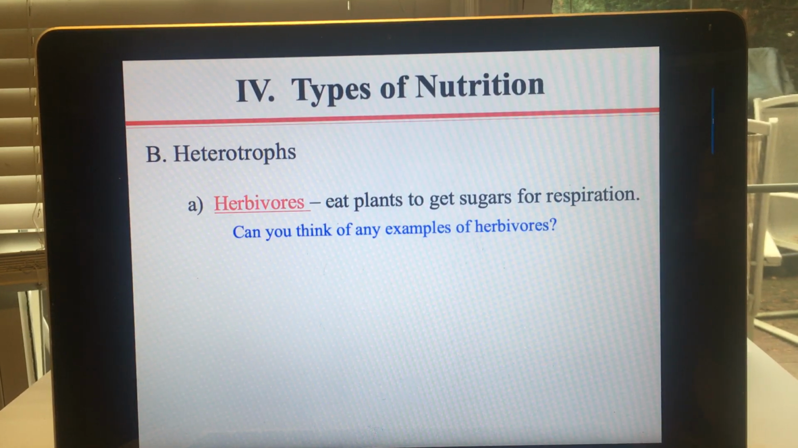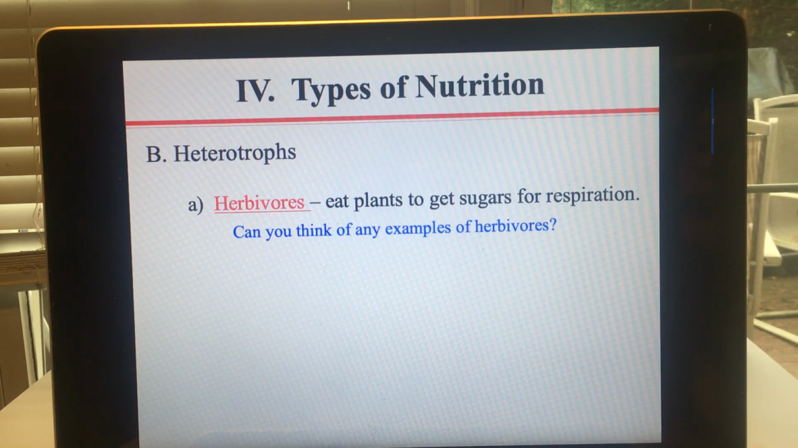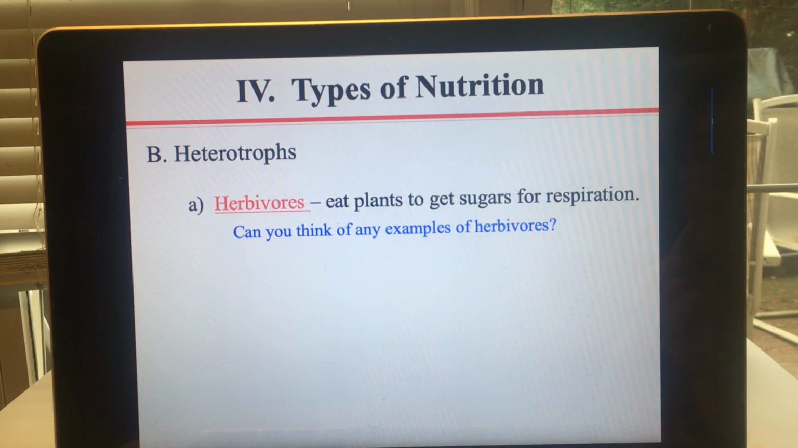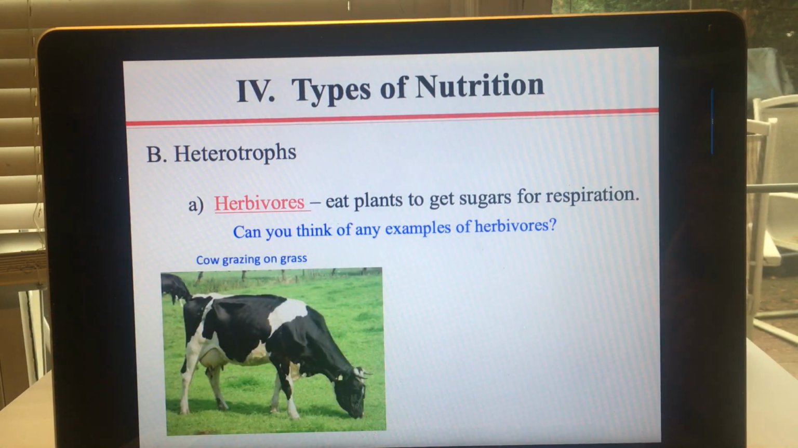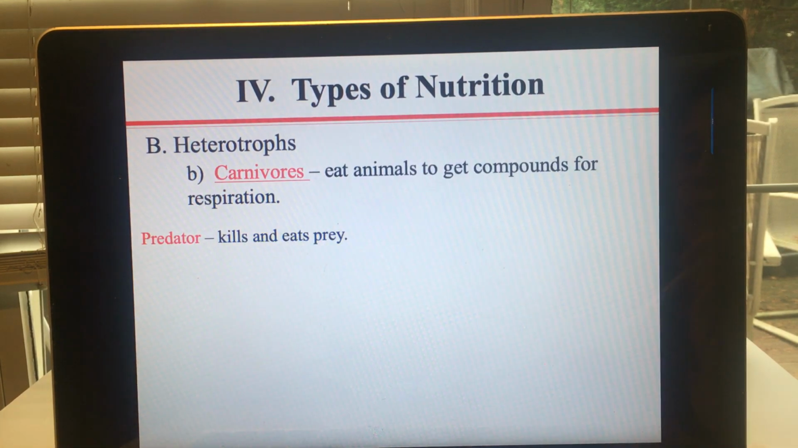So heterotrophs come in 3 different categories. We have herbivores, carnivores, and omnivores. Herbivores eat plants to get sugar for respiration. Some examples would be a cow grazing on grass and a deer eating leaves.